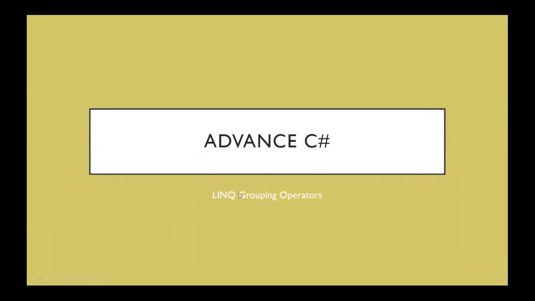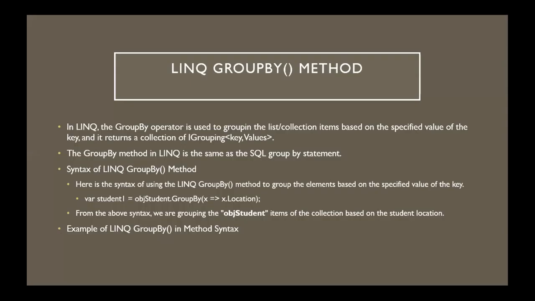It only has one operator type of method called the group by method. That is what we're going to see out here. The group by operator is used to group a list of collection items based on a specified value of the key. And it returns the IGrouping interface. The important thing to understand is that it groups collection items based on specified key values.